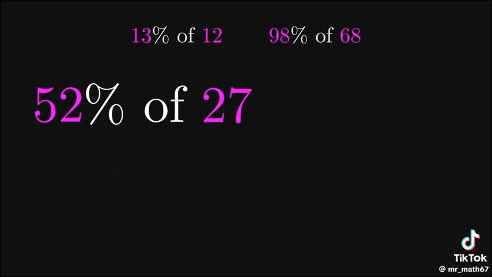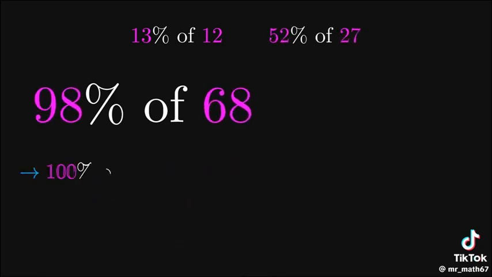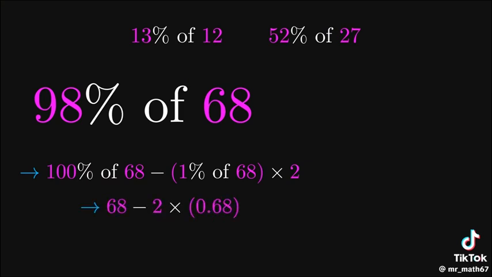If the numbers are something like 98% of 68, in this case, you use 100% and 1% of 68. 100% of 68 is 68. 1% of 68 is 0.68. Then you can do something like 68 minus 2 times 0.68 equals 68 minus 1.36. So our answer is 66.64.